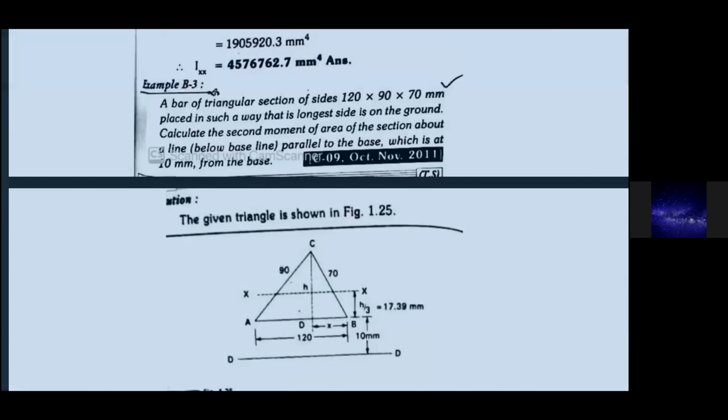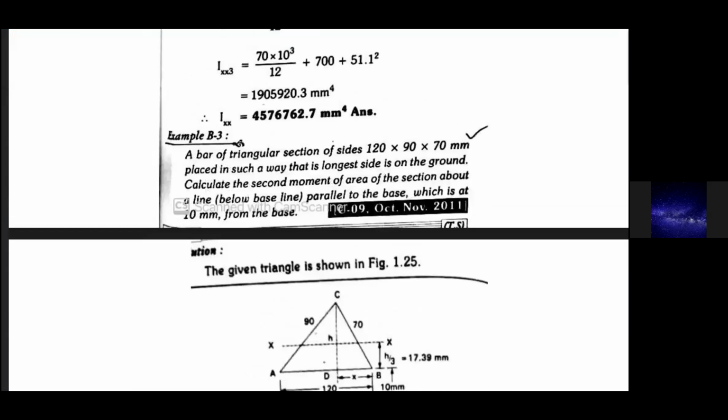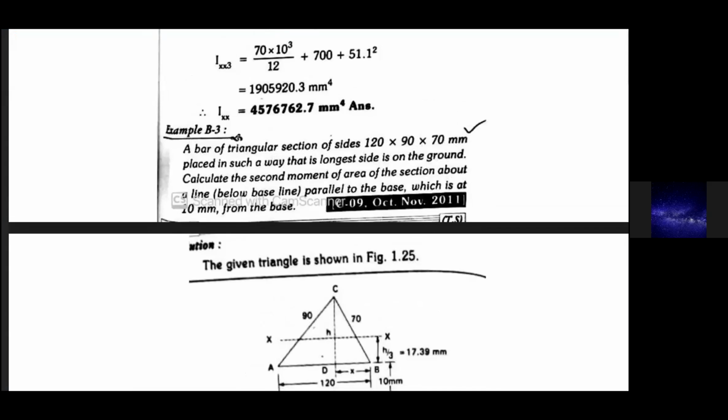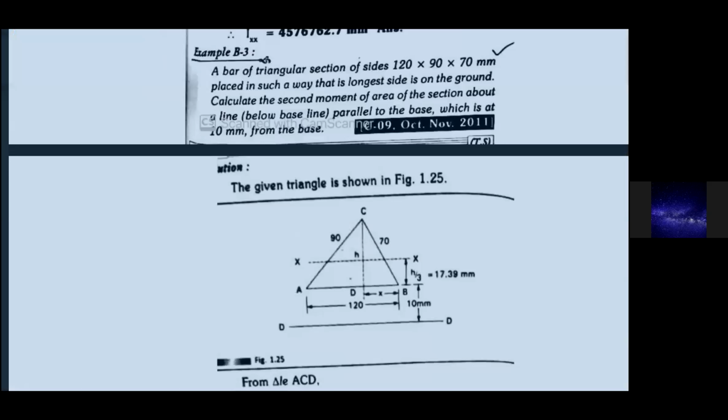The dimensions of the triangle are 120 cross 90 cross 70, and 120 is the largest side, which lies on the ground. So draw the triangle. Next, you draw the reference line, which lies at a distance of 10 mm from the base of the triangle. And you have to find the height of the triangle.